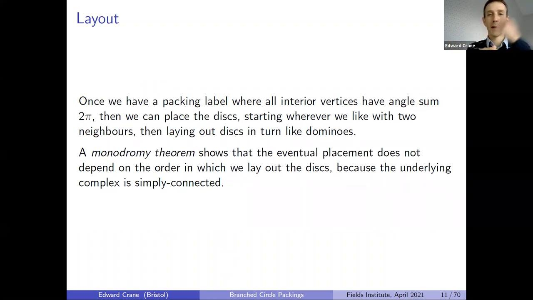And then it's like a game of dominoes. You just put down a mutual neighbor of those two. There's a unique way to put it down with the correct radius and the correct orientation. And then you just keep going. You can always find a next disk to lay out whose position is determined by what you've already laid out. And then you have to check that the positions you end up with don't depend on the order in which you lay the disks out. And that's a consequence of the complex being simply connected. So that's called a monodromy theorem.